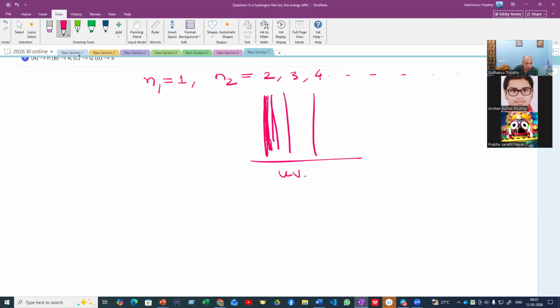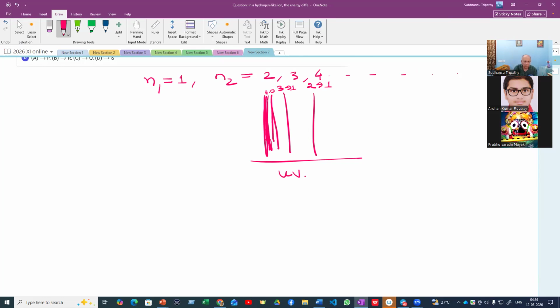2 to 1, 3 to 1, 4 to 1. The first line will be the transition from 2 to 1, the second line 3 to 1, the third line 4 to 1, and so on. And the last line will be infinity to 1.